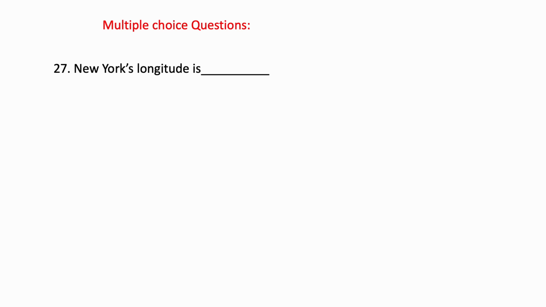New York's longitude is 77 degree east, 74 degree west, 140 degree east. Correct answer is 74 degree west.